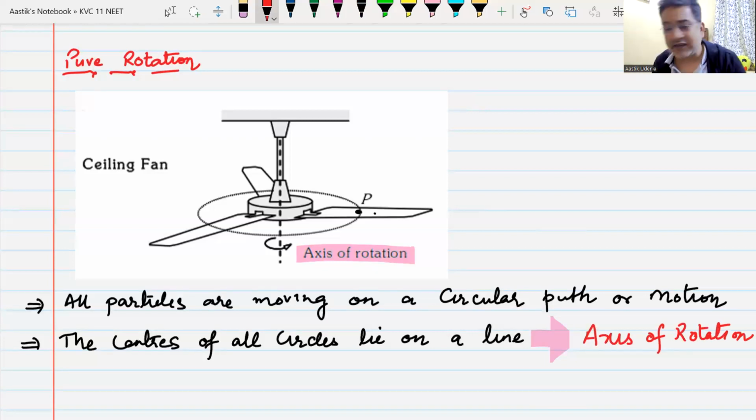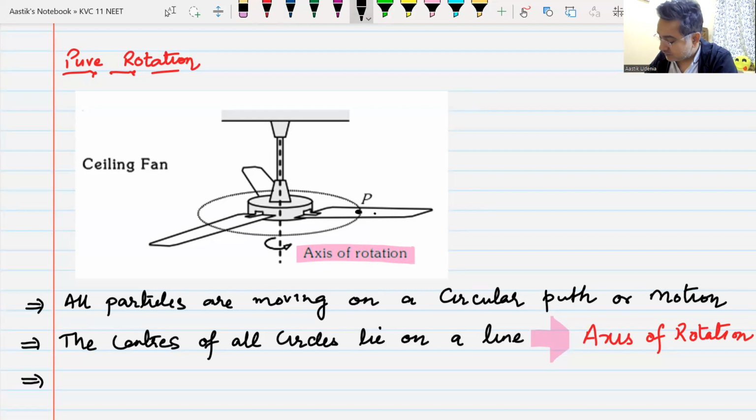First, listen to me, then I will give you time to write. Don't just keep on writing because I realized that your more concentration is on noting down everything and very less of the concentration is on understanding it. I'll give you time to write. First listen and understand it. So all particles are moving in a circular path, circular motion. The center of all these circles lie on one line. That line is known as axis of rotation. Do we understand this?